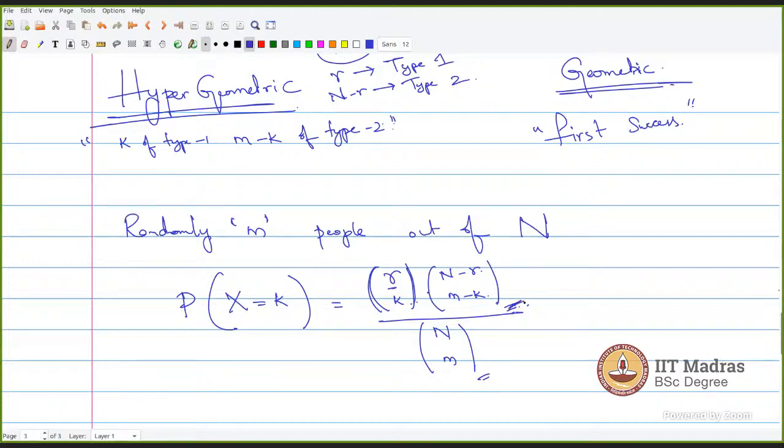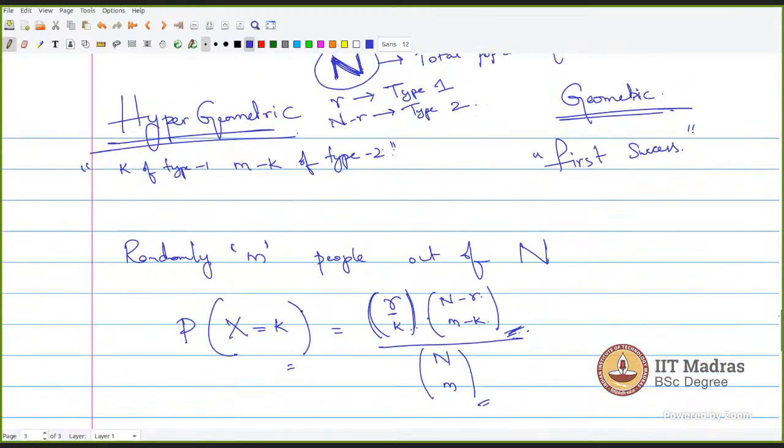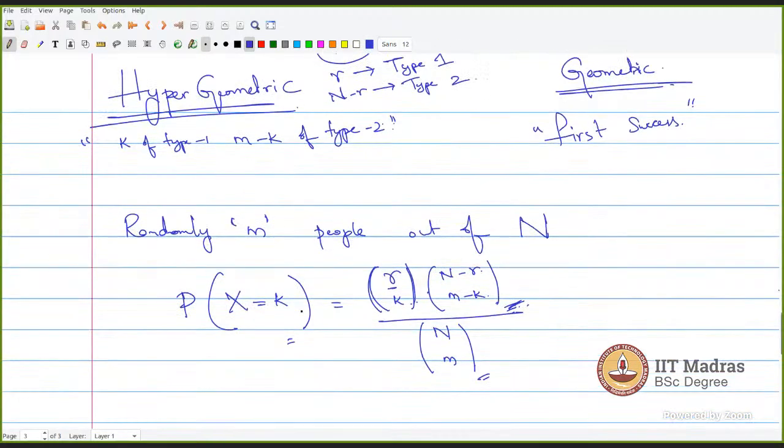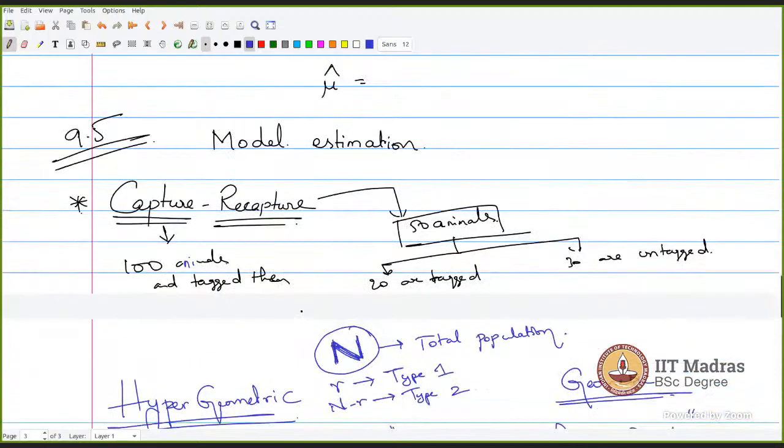So this is the event probability over the total number of ways. Yeah, this is the probability that x takes value k. So this is related to the hypergeometric thing. Even here you just have to identify what is r, what is n, what is m in this case.